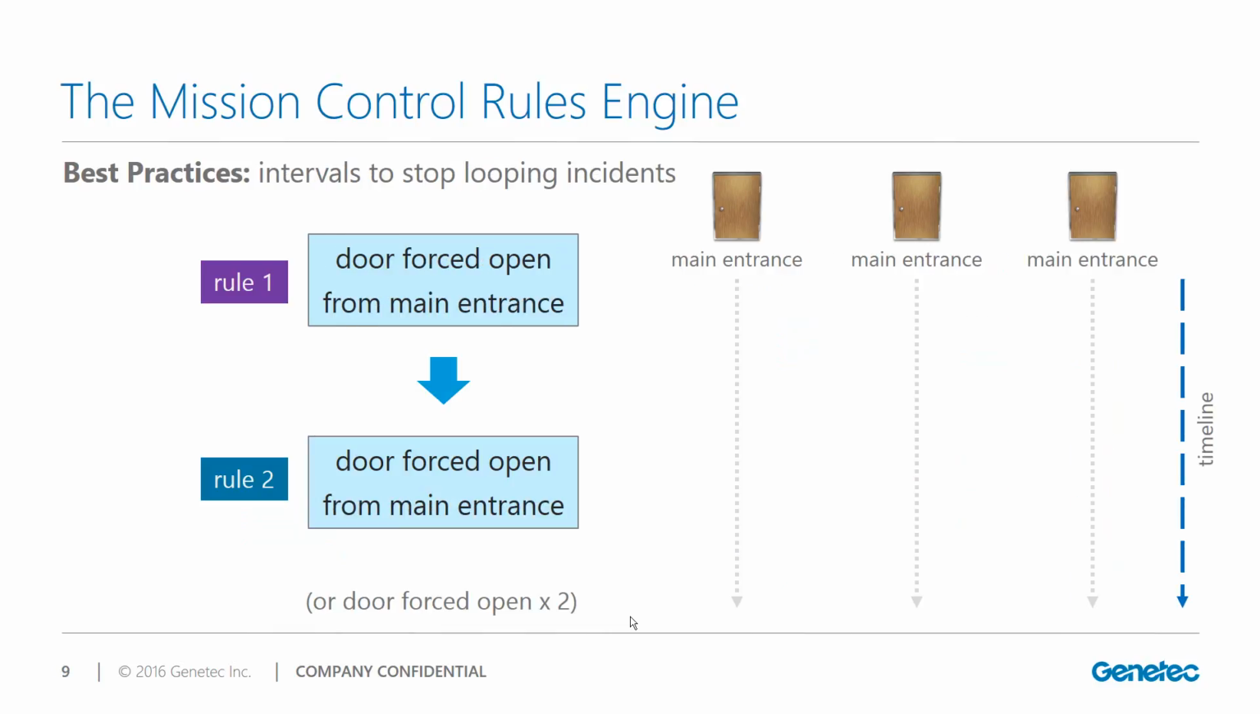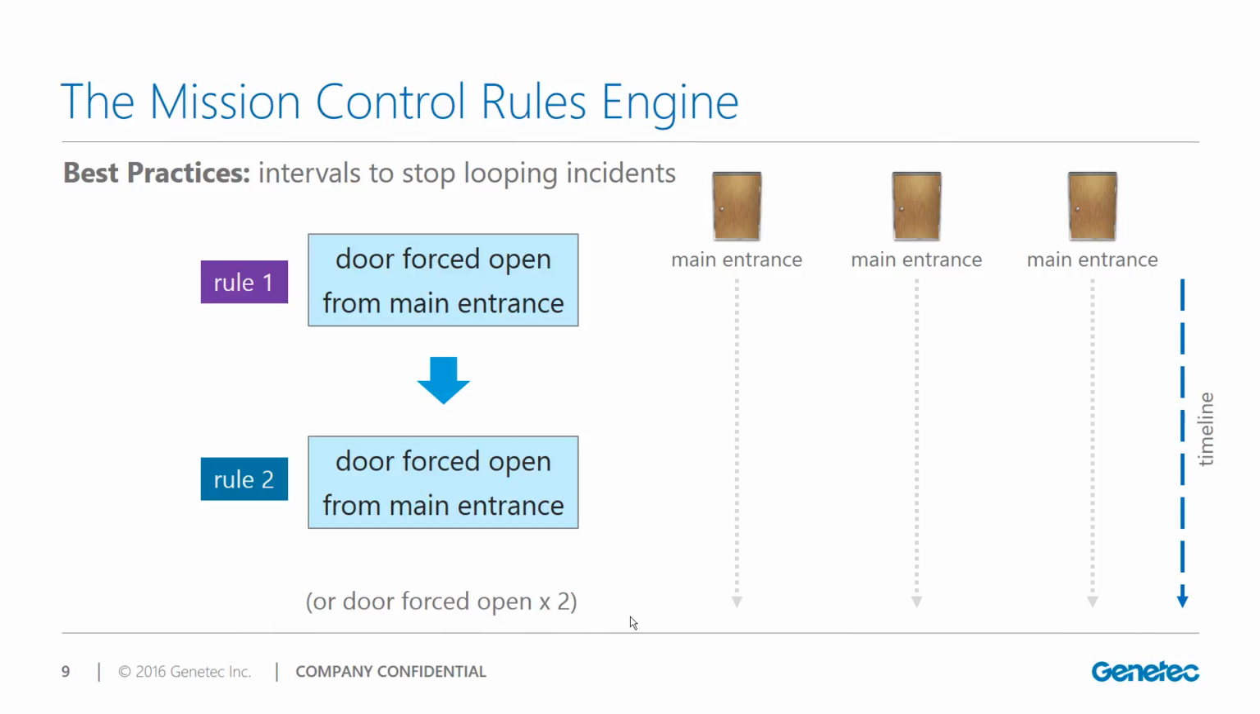So let's take a look at another best practice, and that's to stop the looping of incidents. So looking at our triggers section, we have 2 rules. We have a door forced open from the main entrance, and then we want that door forced open from the main entrance to happen again. And that will trigger our incident. Of course, we could have just put the occurrence to 2 times here as well, but just to break it up, I wanted to show it as 2 separate things.